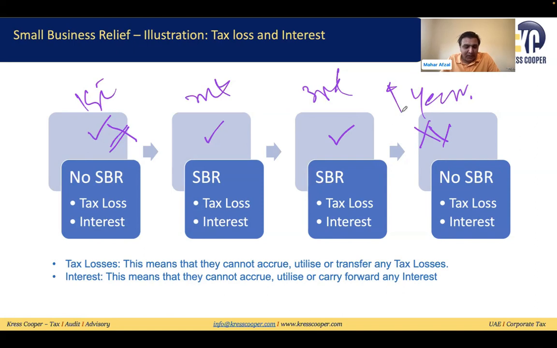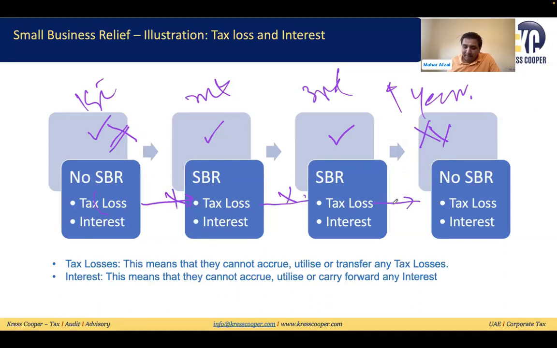So what is the loss? We know that losses can be carried forward. The interest can be carried forward up to 10 years, and losses can be carried forward for an unlimited period of time. So this is a loss. The question is, can this loss be adjusted with the taxable income of the period in which the person has opted for small business relief? No. Then next year, again loss, because the person has opted, they cannot avail.